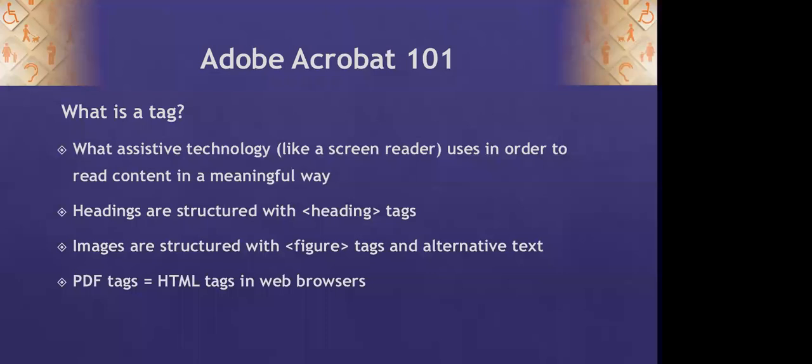If you know a little bit about HTML and how web browsers render web pages, PDF tags are very similar to HTML tags. And in fact, several of the tags are the same. Some of them are not quite the same, but many of them are exactly the same. So that's kind of interesting. Just like HTML tags allow a browser to understand what a web page is, PDF tags allow assistive technology to read the tags, structure the information, and understand what they're reading.